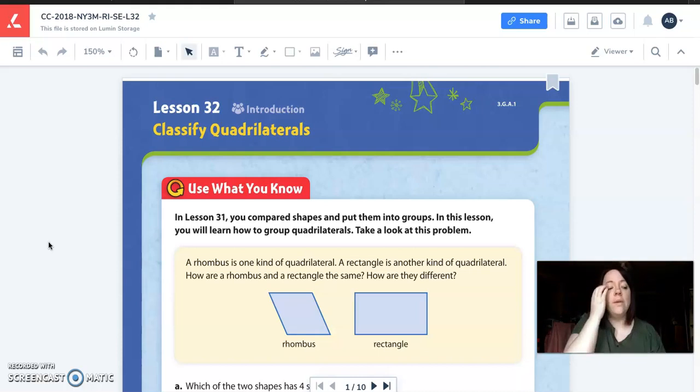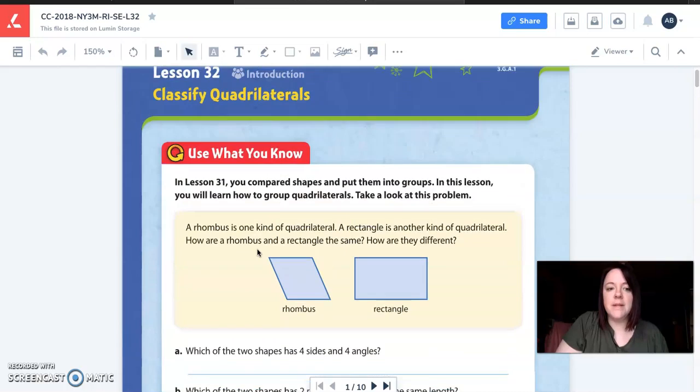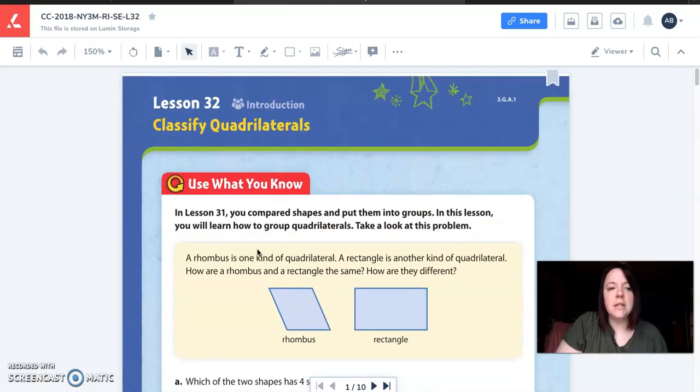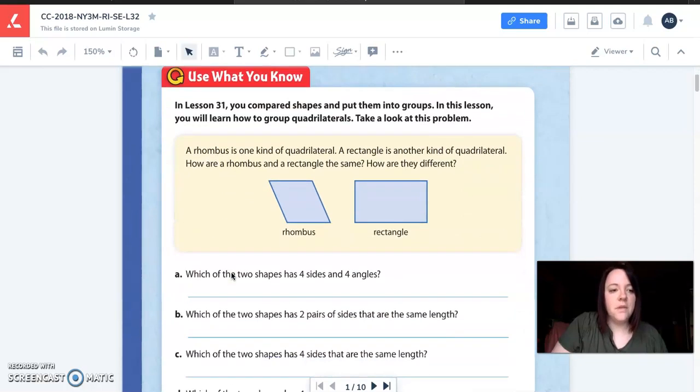Okay, so we are jumping right into lesson 32 now, and we are talking about classifying quadrilaterals. You have to bear with me because Miss Barker sometimes gets excited, and then I say the word wrong. Quadrilaterals. It's a hard word to say sometimes, I know. Okay, we are jumping right in.